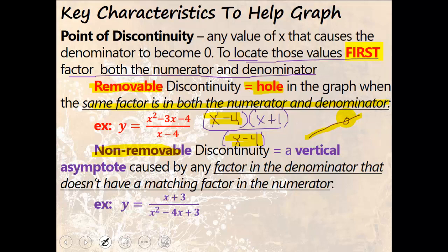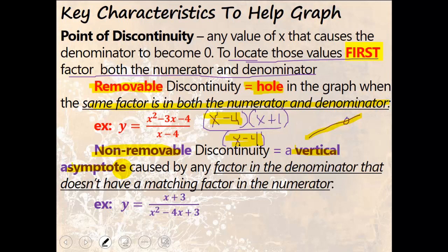Now, non-removable discontinuity creates a vertical asymptote. It creates a vertical asymptote. We know what those are. We've done them in exponentials. We've done them in logs. We've done them in reciprocals. Exponential had a horizontal asymptote.